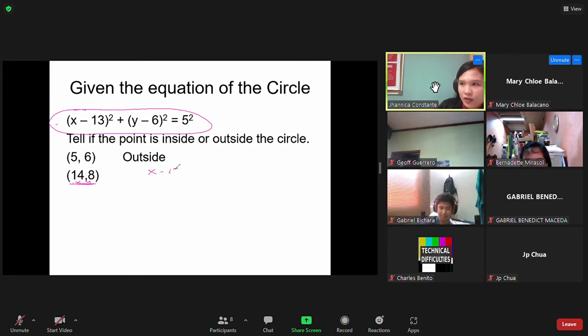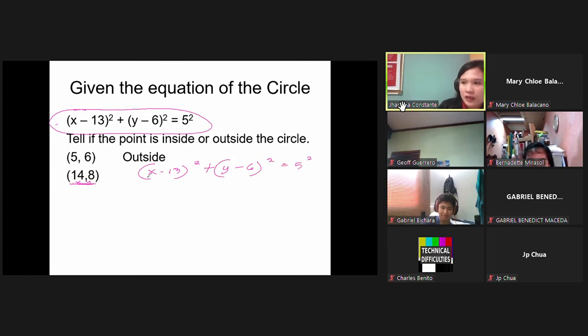So (x - 13)² + (y - 6)² = 5². The value for x is 14, so (14 - 13)² plus the value of y is 8, (8 - 6)² equals 5². So 14 minus 13 is equal to 1 squared, plus 8 minus 6, which is equal to 2 squared, equals 5 squared. So 1 plus 4 equals 25.